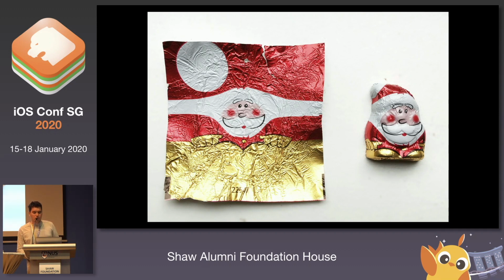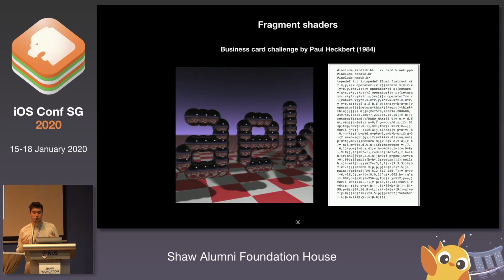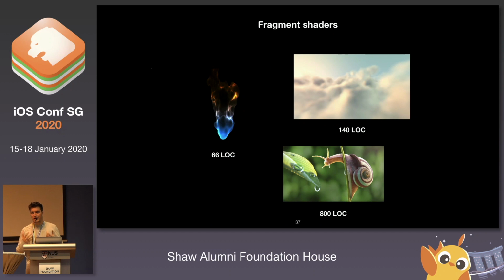The idea of programmable images actually existed before shaders started. Paul Heckbert in 1984 launched a challenge where he proposed to create code that fits on a business card and can actually generate an image, and that's the first image he did. But nowadays, people do amazing stuff writing only fragment shaders. All of those images are animated, and they didn't have any image, any texture, or any 3D model. All of those are generated with code, with mathematical formulas. So you can get flames with 66 lines of code, only using fragment shaders.